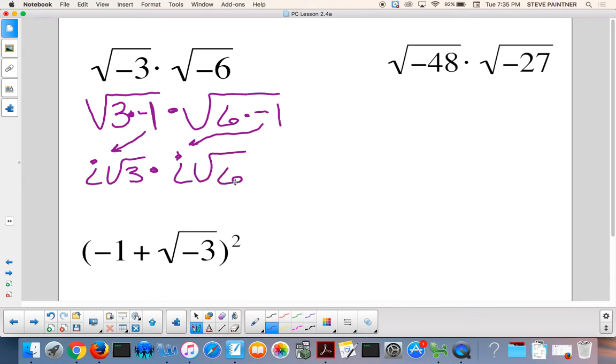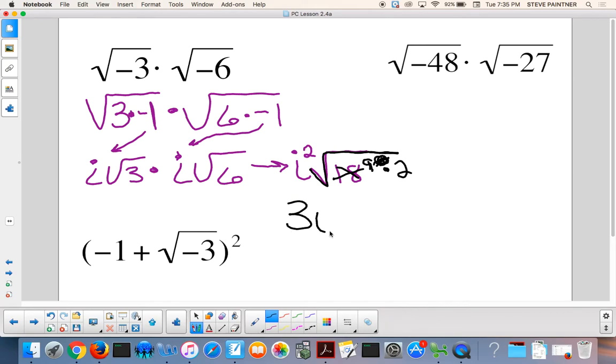And now when you look at it, you got i times i, which will be i squared. Square root times square root. Well, you got 3 inside, 6 inside, you get 18. Okay? You know 18 breaks into 9 times 2. Well, 9 times 2, square root of 9 is 3. Then you have the i, and then the square root of 2. And there's the answer for this problem right here. We'll call it number 1.